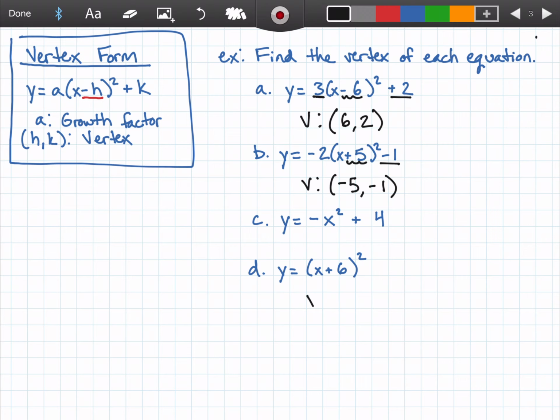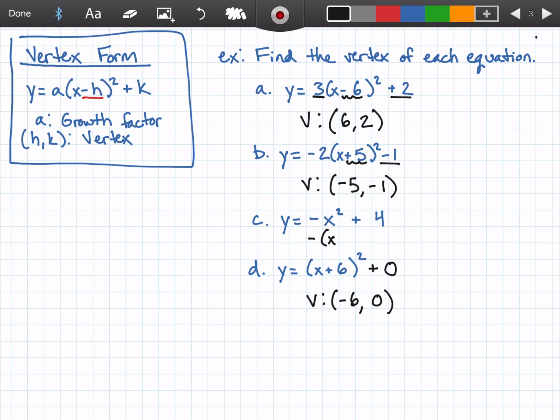Alright, C and D, well, let's start with part D. My x coordinate, I see, is -6. What about the y coordinate? There's nothing there. Well, the number that represents nothing is 0. So -6, 0.